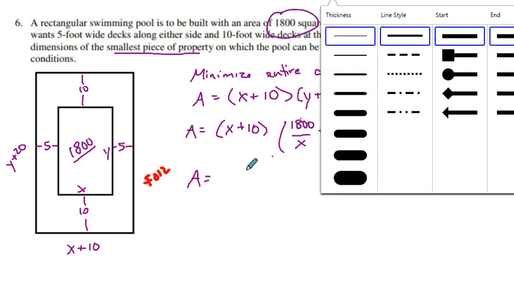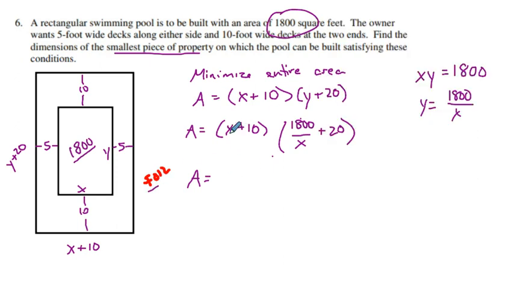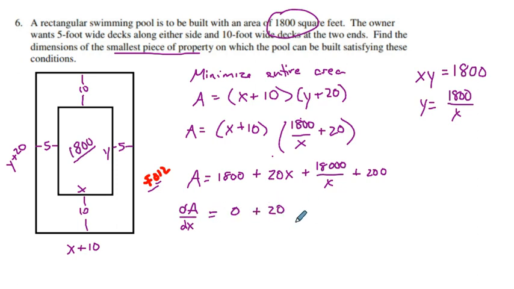Go back to my skinny pen here. All right, so when I take my first, x times 1,800 over x, I get just 1,800. When I do my outer, that's x times 20, that's 20x. My inner, 10 times 1,800 over x is going to be 18,000 over x. And my last is 200. What I like about this is I end up with these two constants. And so when I take my derivative, dA/dx, I get 0 plus 20. Derivative of this is negative 18,000 over x squared plus 0.